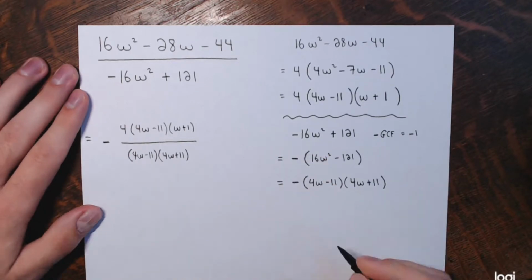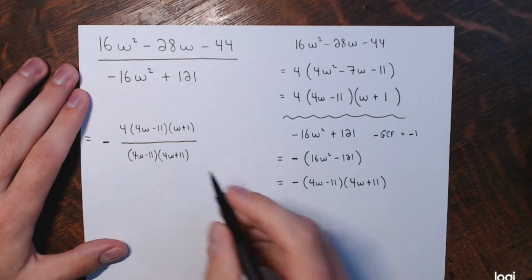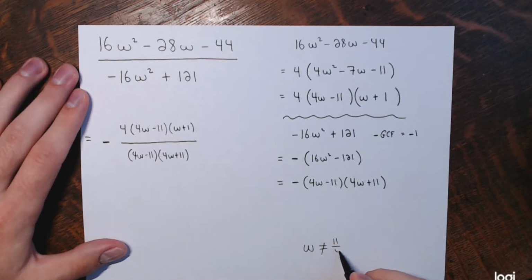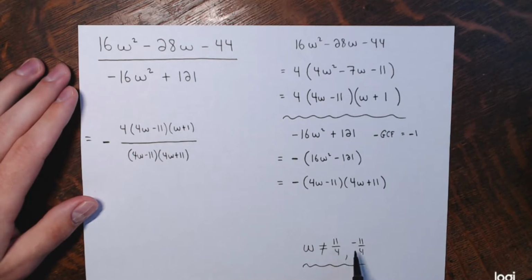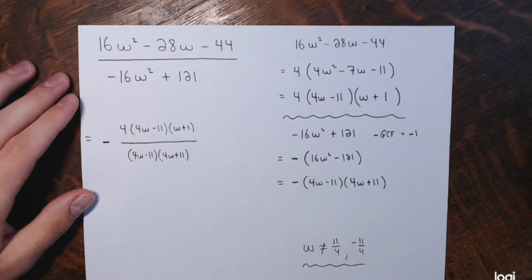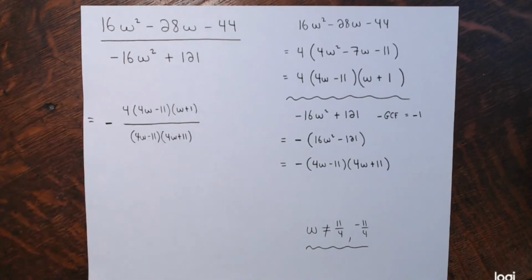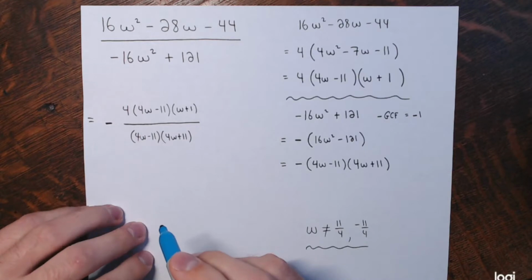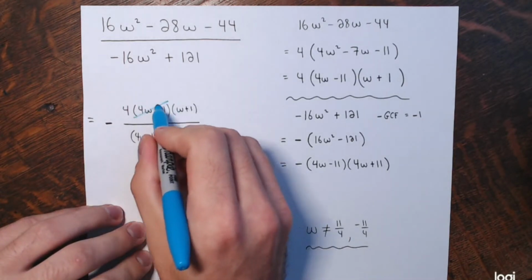All right. Now I'll make a note here that w cannot be 11/4 or negative 11/4. Just keep that in mind. Because if w were 11/4 or negative 11/4, the denominator would be 0, and that's bad. That's undefined. All right. So now I do the canceling of common factors. Well, there's only one common factor I see, and that would be 4w minus 11.